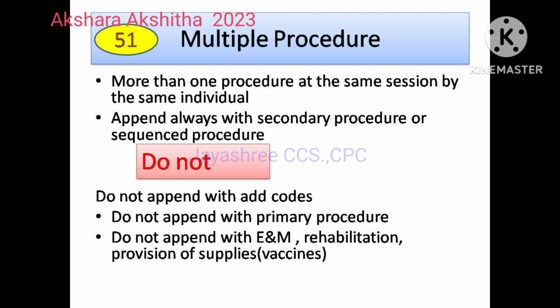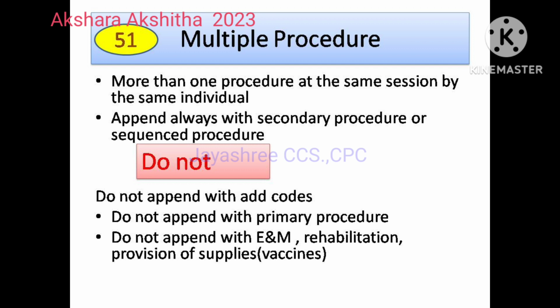If there are only two procedures, then this modifier should be appended to the secondary procedure. If there are 3 or 4 procedures, then we can append it to the second, third and fourth, but we should not append the 51 modifier to the primary procedure. Multiple procedures does not mean E&M services, rehabilitation, or supplies of vaccines. These services do not come under multiple procedures. It should be any procedure or surgery, and only for those procedures do we append the 51 modifier.